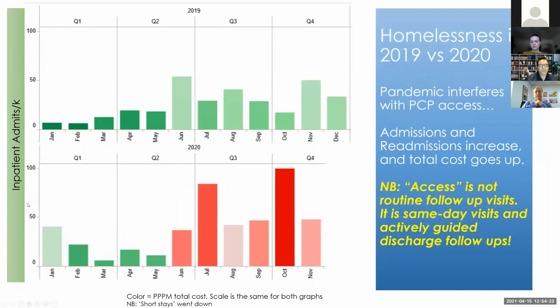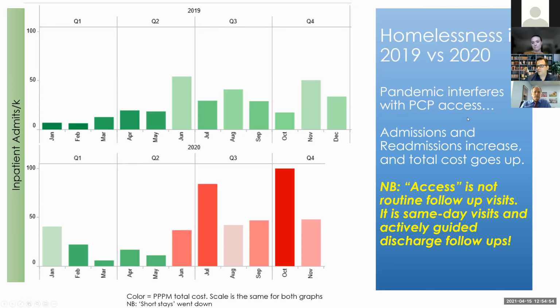Let's look at their inpatient admits per 1,000. The height of the column here is inpatient admits per 1,000. And as the pandemic came across, I mentioned social stress. I mentioned the ability to depend on what social network you had when you're homeless. It was made worse. You don't have the ability to call up somebody, if you have a phone.